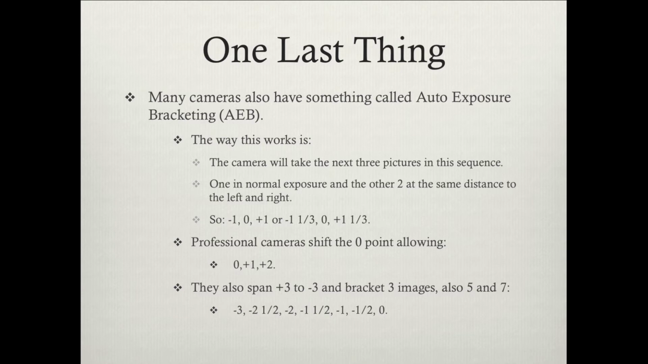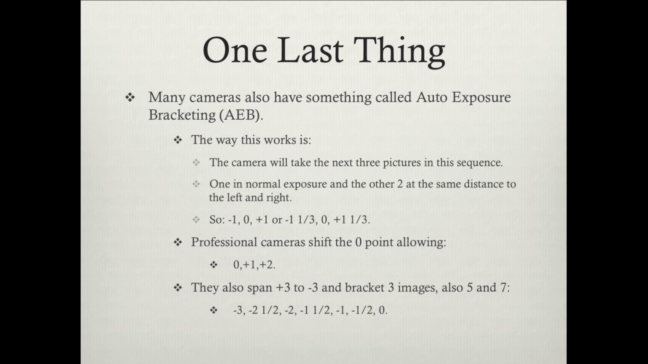So many cameras also have something called auto exposure bracketing. Now, bracketing is when the camera is going to take 3 pictures in a row, and those 3 pictures are going to be with different exposure compensations. So, for example, +1, 0, -1, or +2, 0, -2. 0 is the center point, and then either side of the 0, you have to go the same distance.